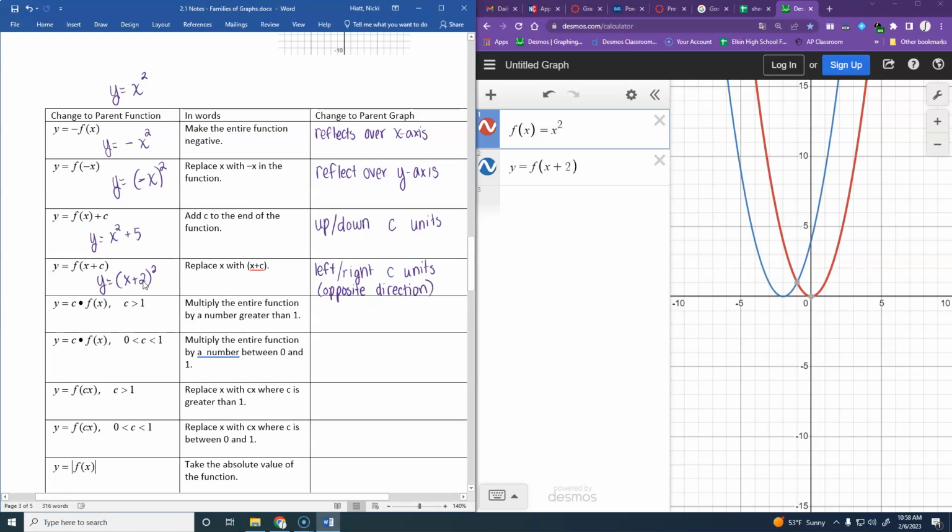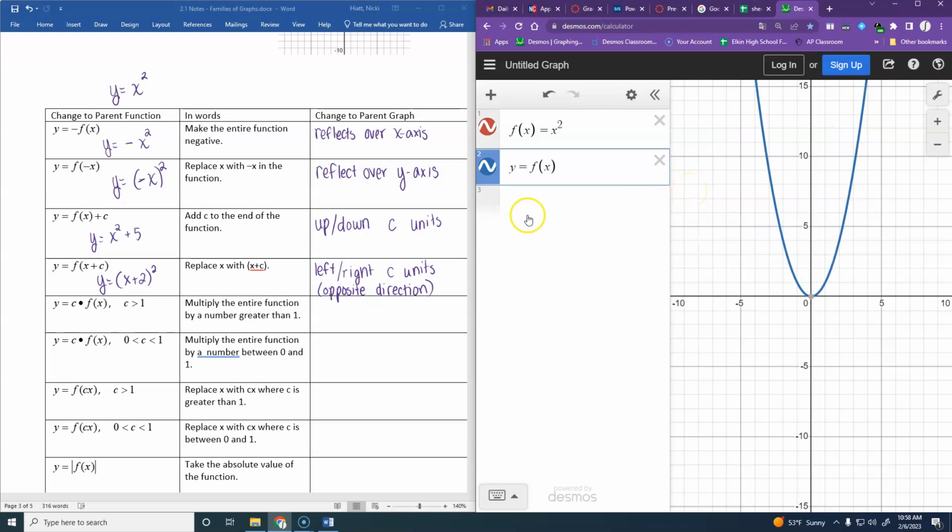So if I want to move something to the left 8, I would need to put a plus 8 for that. If I want to move something to the right 2, I would need to put a minus 2. So adding or subtracting, either inside or outside of the parentheses, that is going to move your graph up and down or left or right.